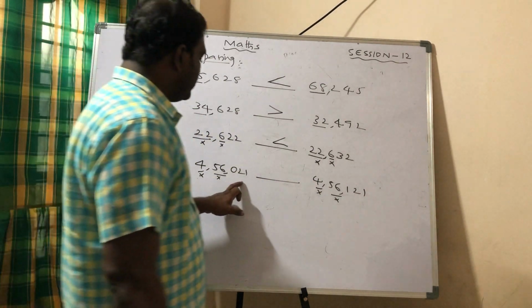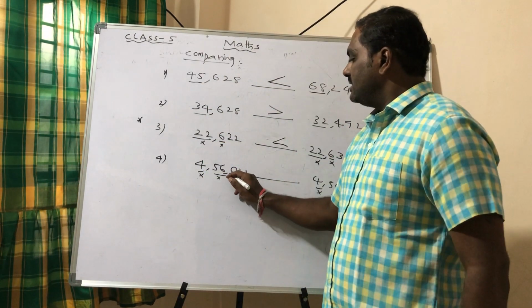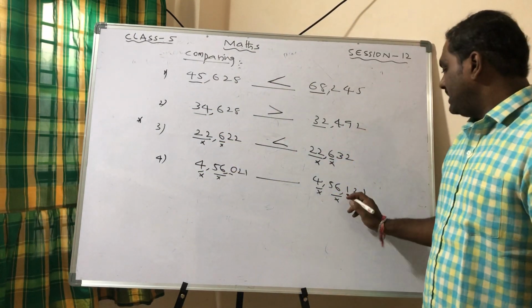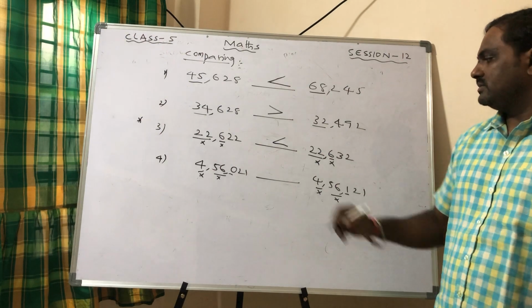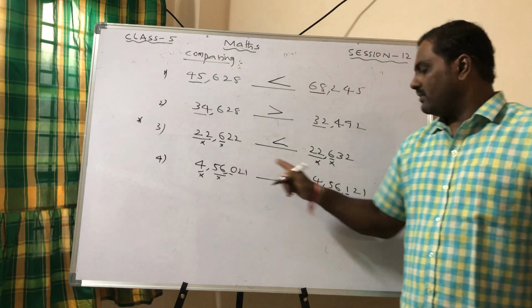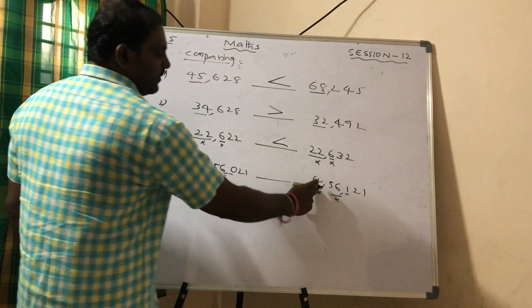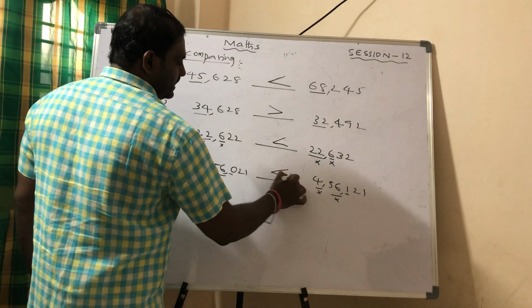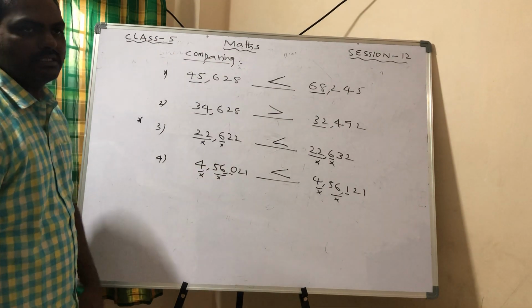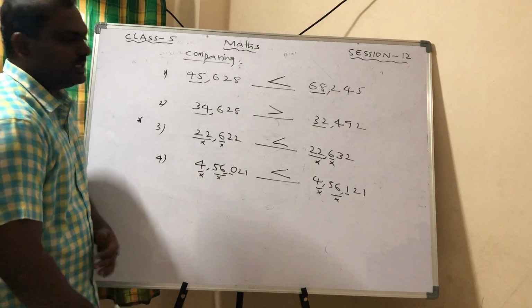So what is the remaining here? How many hundreds are there? 0 hundreds. And how many hundreds are there? 100. So whether 0 is bigger or 1 is bigger? 1 is bigger. So obviously 4,56,121 is bigger than 4,56,021. Got it? Next.